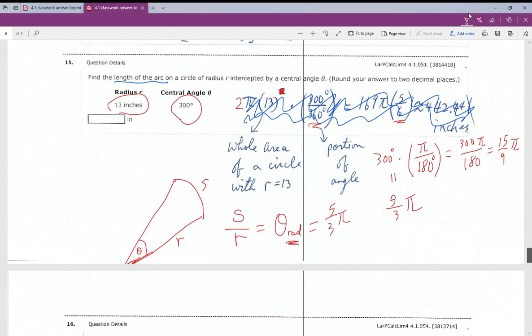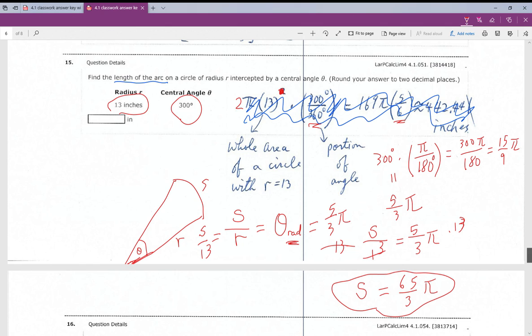And the radius is 13. We need to find the length of the arc. Therefore, S divided by 13 equals to 5 over 3 pi. So you multiply 13 on both sides. Reduce. So you have S equals to 5 times 13, which is 65 over 3 pi. So this is our final solution. Hope I did it right. And the unit is inches.